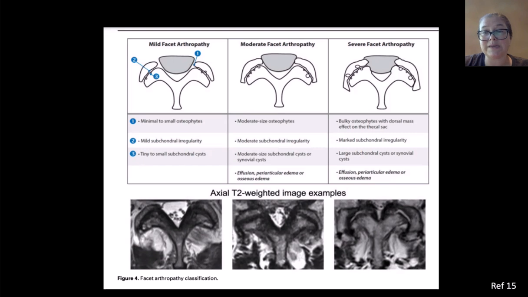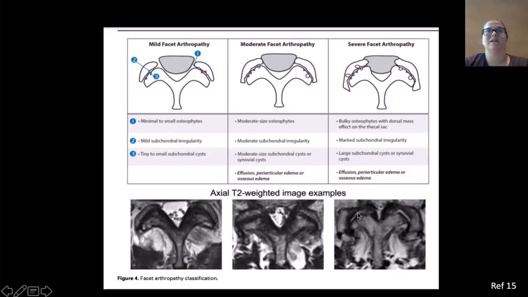Effusion in the joint space can occur, and in here they're preserving that for moderate or severe facet OA. Facet OA that's severe: bigger osteophytes, larger subchondral cysts, more irregularity. Again, sorry guys, my mouse disappeared. So here they're showing some joint effusion.